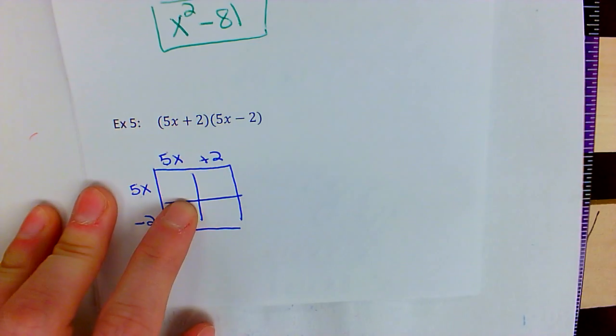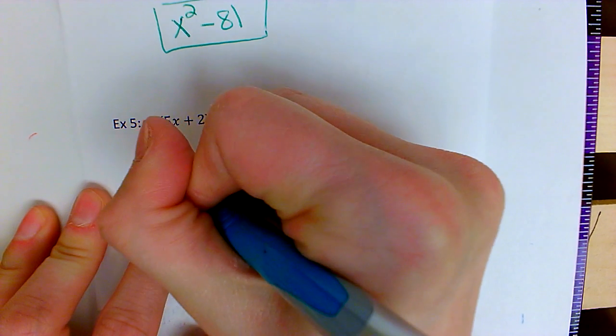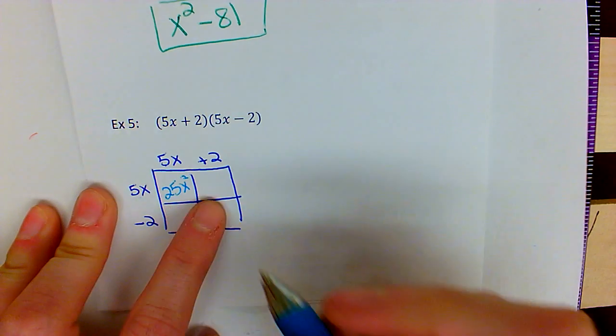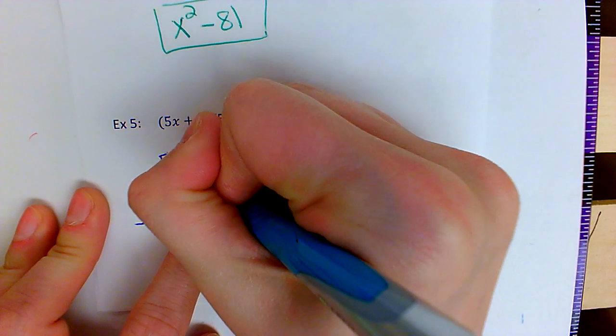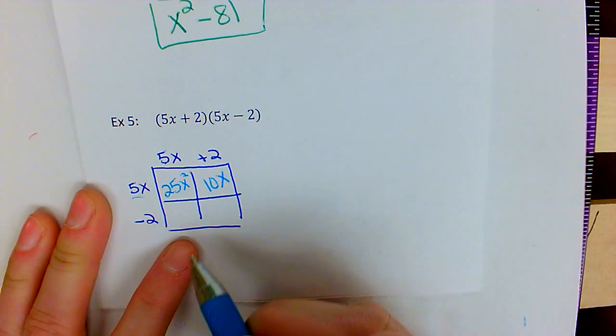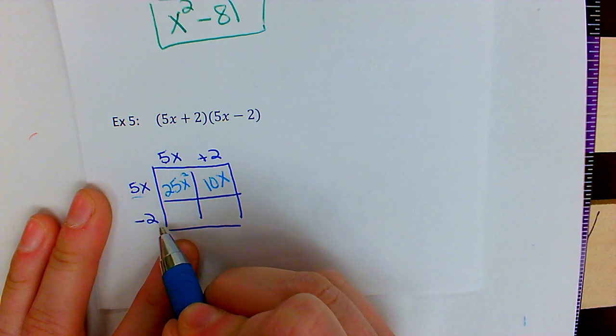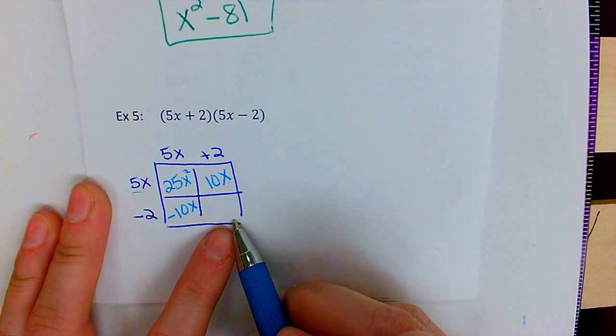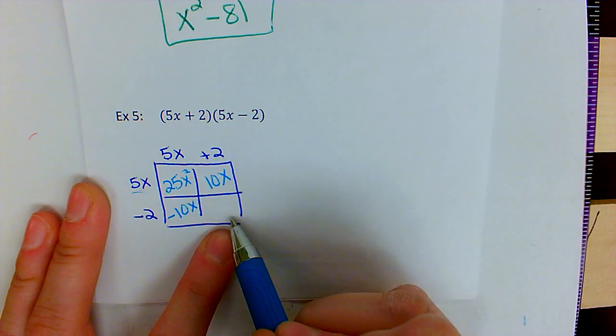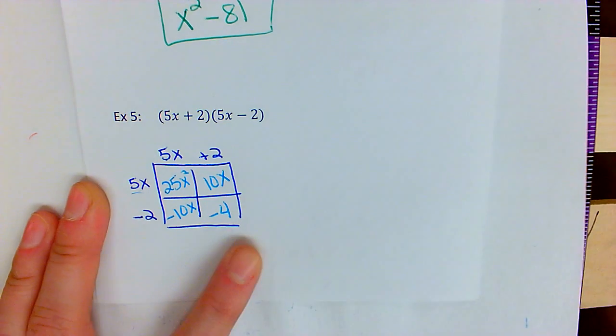5x times 5x in that first box gives me 25x squared, because there was 2 of them. Over here, I've got 5x times a positive 2, which is a positive 10x. This third box, negative 2 times 5x becomes a negative 10x. And the very last one multiplies negative 2 and positive 2. That gives me a negative 4.